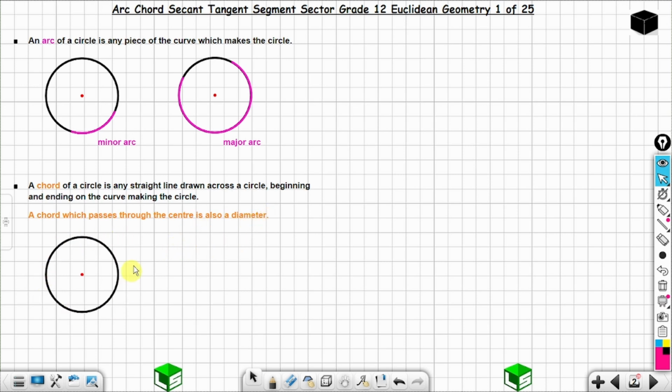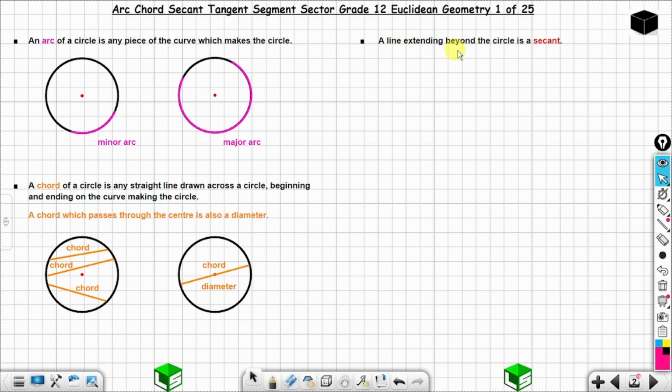So let's see. If you have a circle like this, this is a chord, this is also a chord, and this is also a chord. You can see from the definition, a chord of a circle is any straight line drawn across a circle, beginning and ending on the curve, making the circle. You can also have a chord passing through the center, like this. So this is a chord, and it is also a diameter.